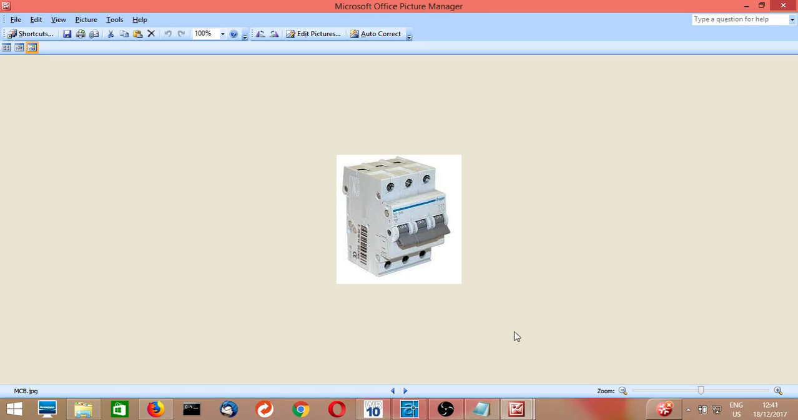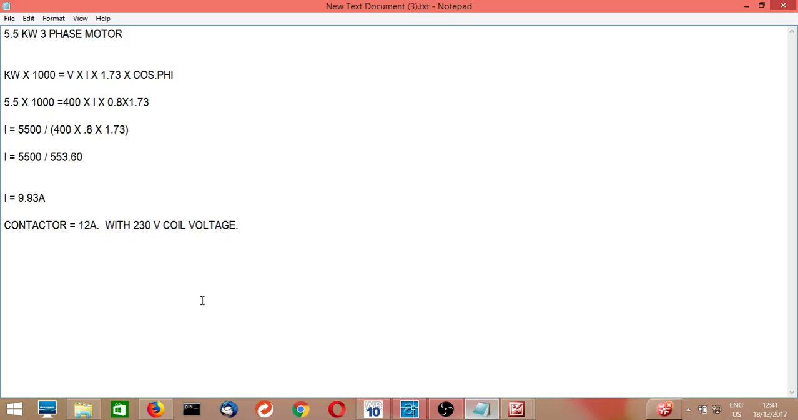By this explanation, I think you understand the things. So the MCB is equal to 25 ampere TPMCB. Okay, so the contactor we selected and the MCB we selected. These are the major components, and another component is called the overload.